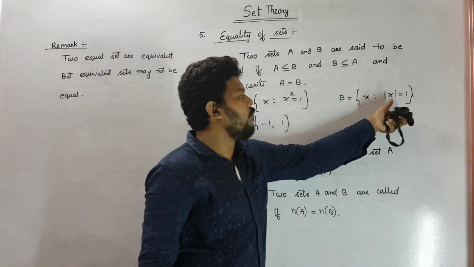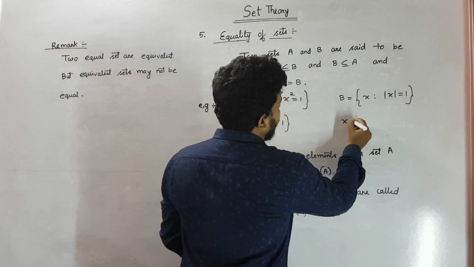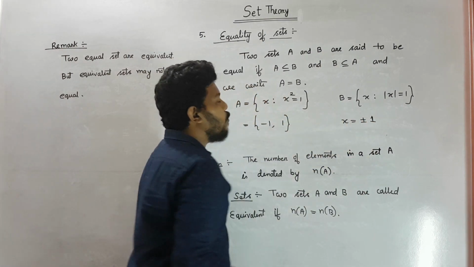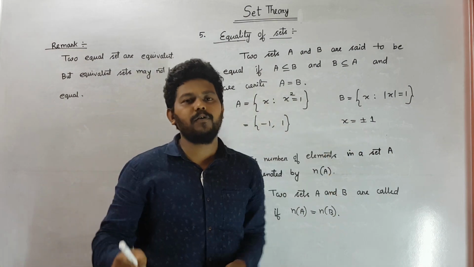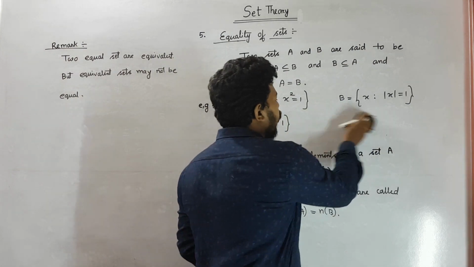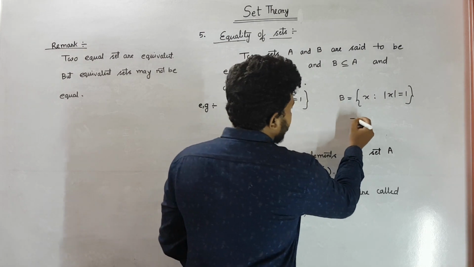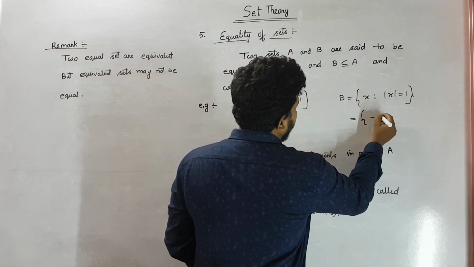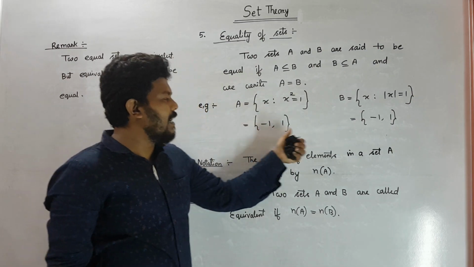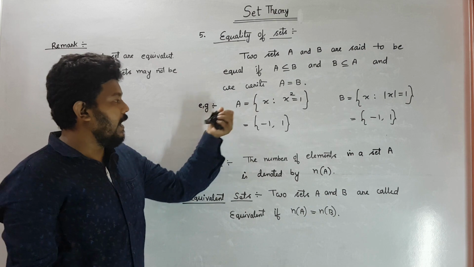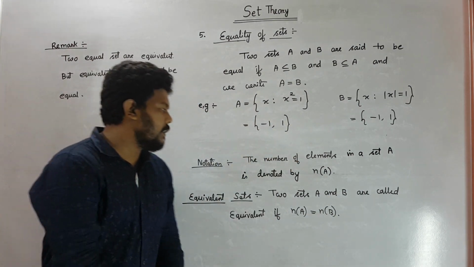Similarly, mod of x is equal to 1. Mod of x will be equal to 1 when x equals plus minus 1. If I take mod, for plus 1 it is 1, for minus 1 take mod, the answer will be plus 1. So mod x is always positive, that's why x can be negative or positive. So the magnitude of x can be equal to plus 1 or minus 1. So set A and set B are composed of the same elements and same number of elements, that's why A and B are equal sets. Now you have to remember this notation.